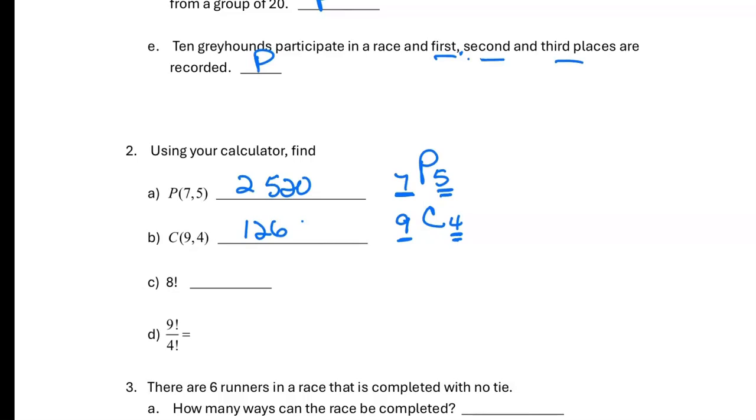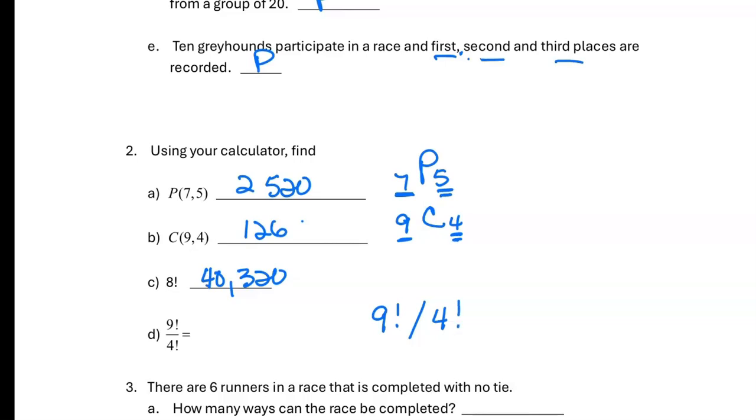Okay, this is 8 factorial. I hit the number 8, I go to math, I go to probability, and I go down to the exclamation point, and I hit enter, and I get 4320. Now, if you have a graphing calculator that lets you do a fraction bar, you can do this just the way it looks. Otherwise, you're going to do 9 factorial divided by 4 factorial.